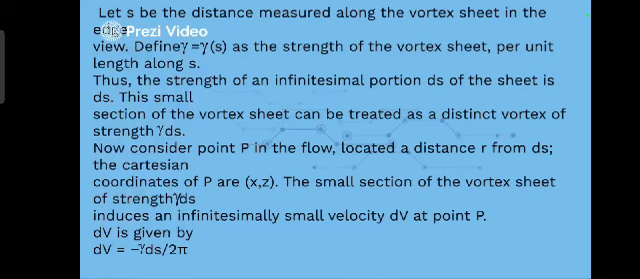Now, consider point P in the flow located at a distance r from ds. The Cartesian coordinates of P are x and z. The small section of the vortex sheet of strength gamma ds induces an infinitesimally small velocity dV at point P, and dV is given by minus gamma ds upon 2 pi r.